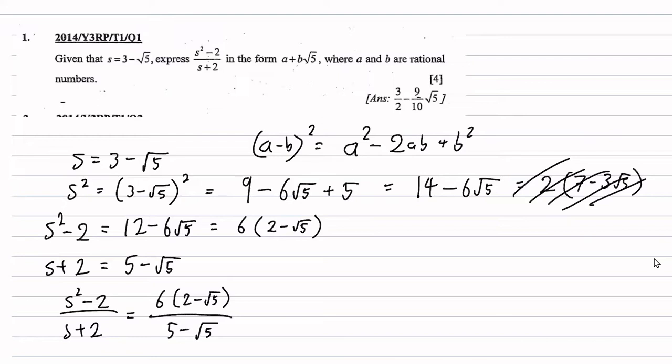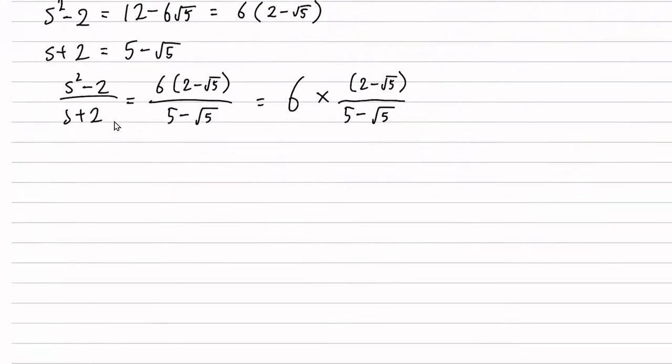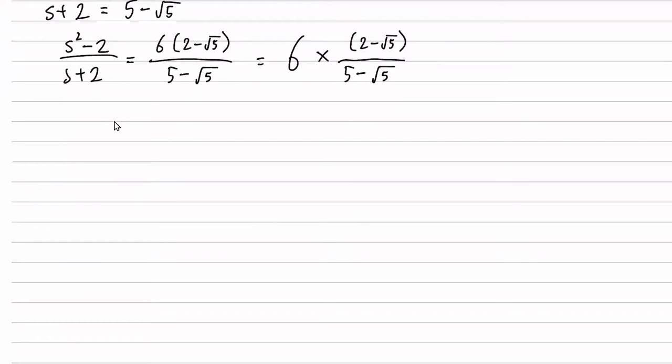Is this part okay so far? Okay. Yeah, so good. That means we'll continue. 6, you leave it alone. But you actually got 2 minus root 5 over 5 minus root 5. Correct? Okay, then how do I continue? Times the 5 plus square root 5, on the bottom only? And both cancel equal 1.